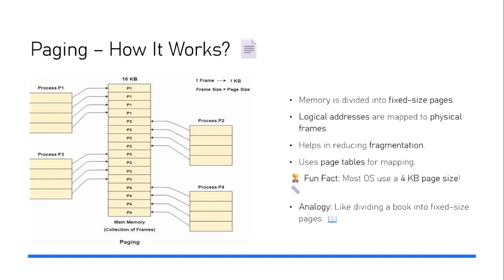You can think of it like a book. Each page in the book represents a fixed size page in memory. The OS assigns these pages to available slots or frames in RAM, just like how pages in a book are placed in an orderly manner.